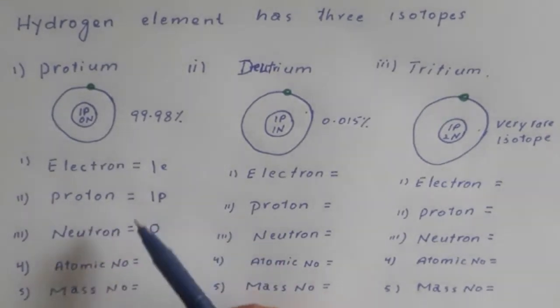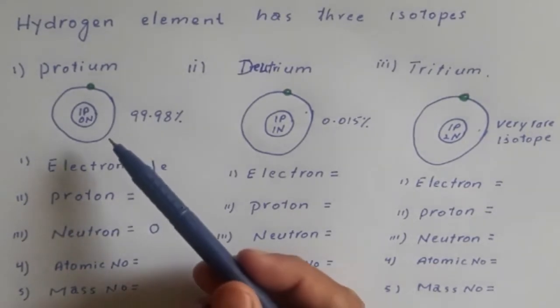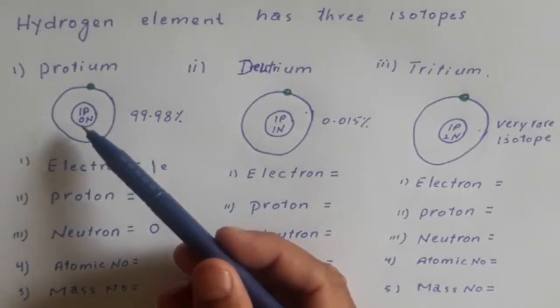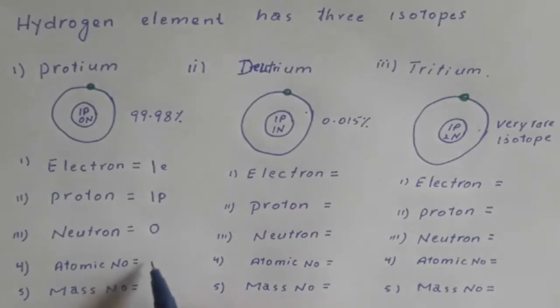Similarly, the atomic number of protium is due to the number of protons present in the nucleus or the number of electrons in the shell. So they have atomic number 1.